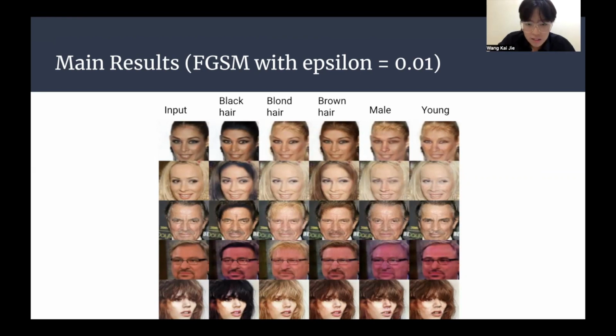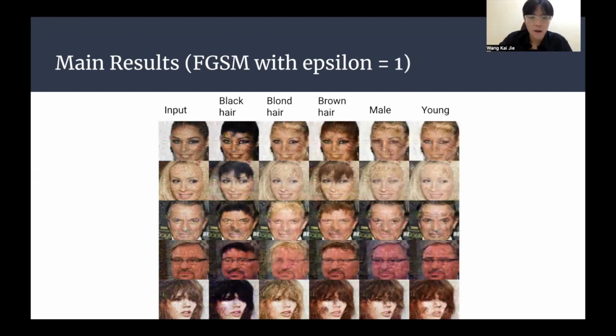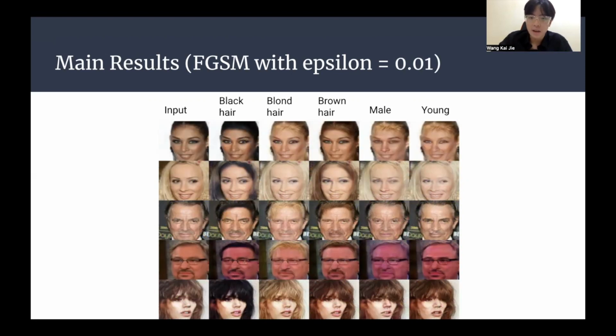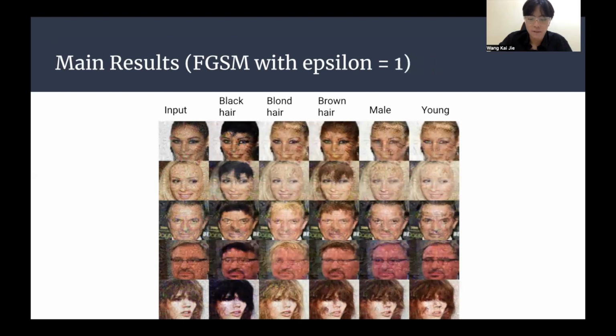Overall, you don't really see that much disruption now, but you'll see more in the next few slides. Next is also FGSM, but this time with epsilon 0.5. Also FGSM, but with epsilon 1. As you can see, as the epsilon increases, the disruption of the deepfake also increases.